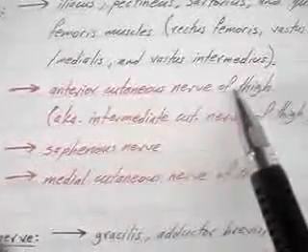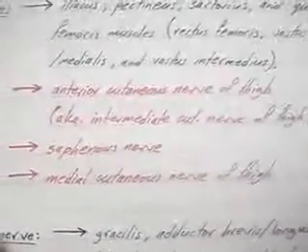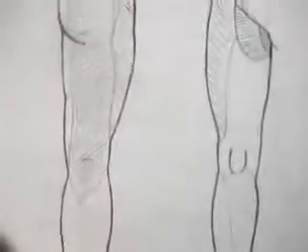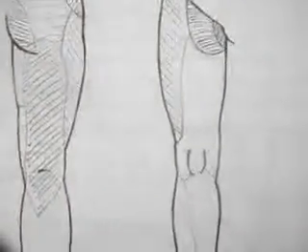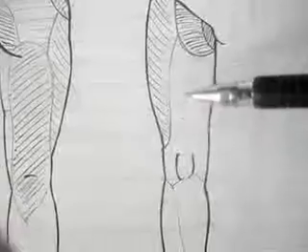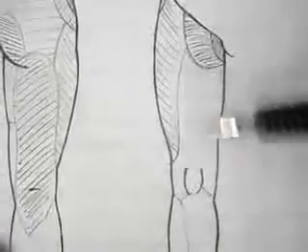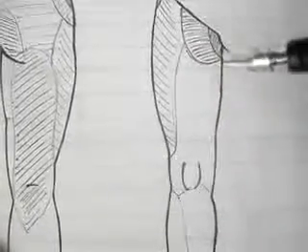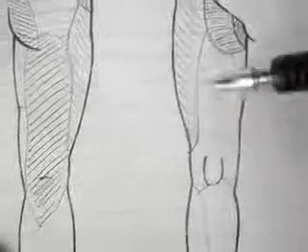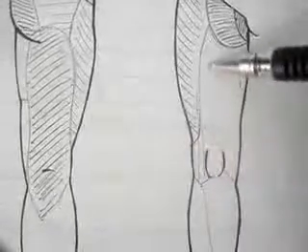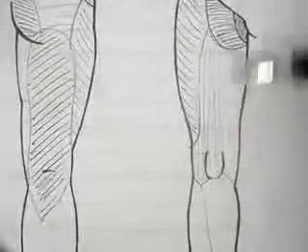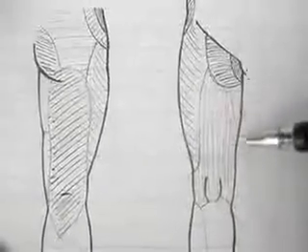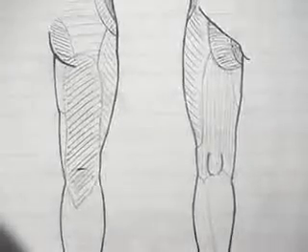The first is called the anterior cutaneous nerve of thigh, also known as the intermediate cutaneous nerve of thigh. The innervation is, as its name says, on the anterior aspect of the thigh, so it would be all of this area here. This is your anterior cutaneous nerve of the thigh.